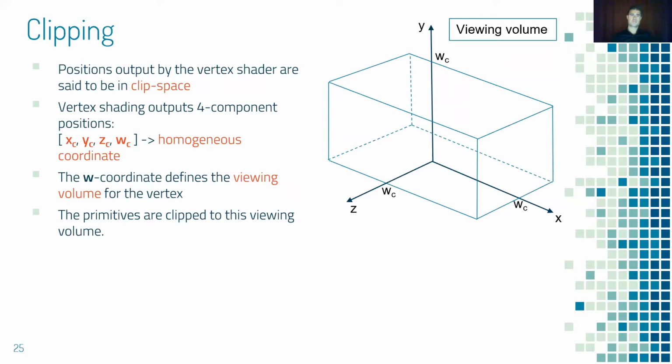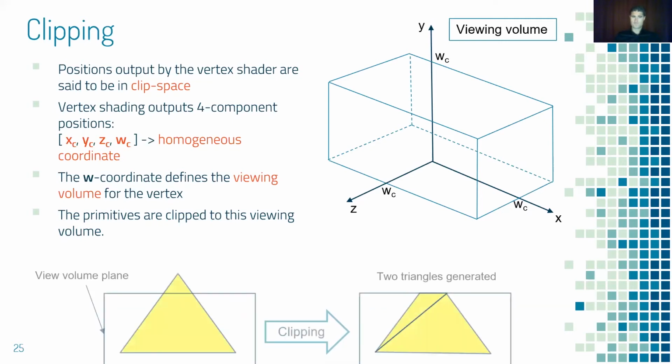Those positions are 4-component positions. They have X, Y, and Z, the 3D space, but they also have a W component, which we call a homogeneous coordinate. And it is this W coordinate that defines this viewing volume, as you can see in the illustration. The primitives are clipped against this viewing volume, and how that looks in 2D is here.